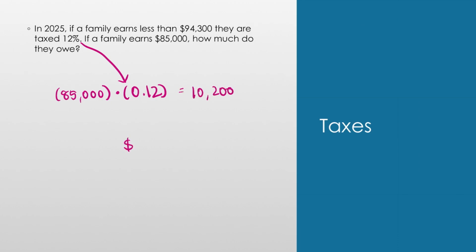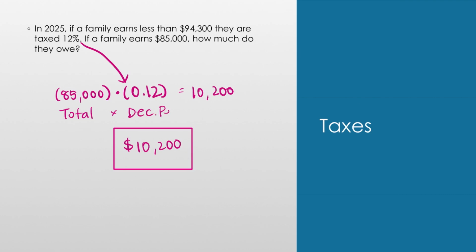And so they would owe $10,200 in taxes. That's it, really. You just multiply the total by the decimal percentage. So total times decimal percentage.